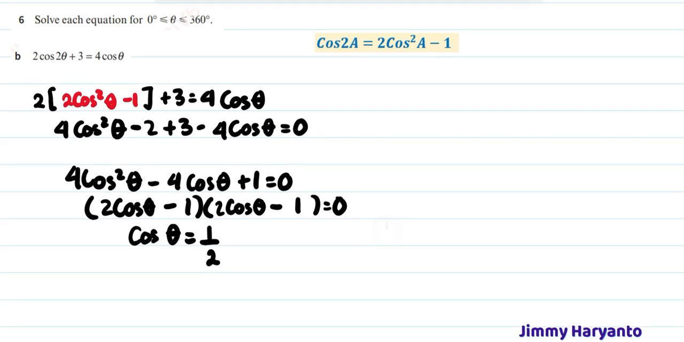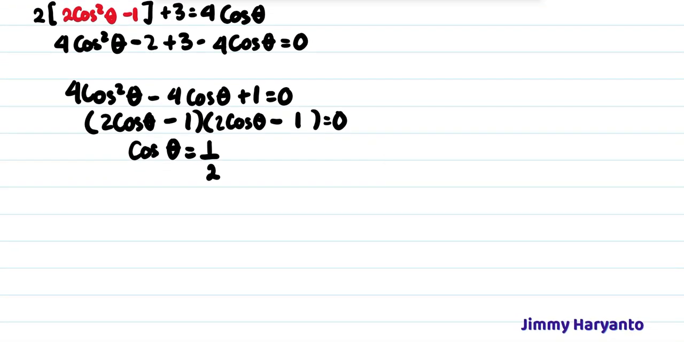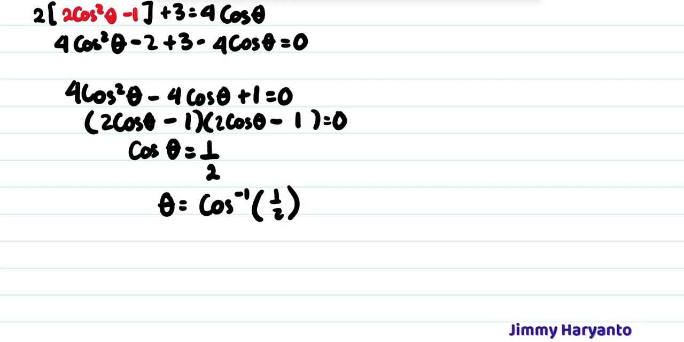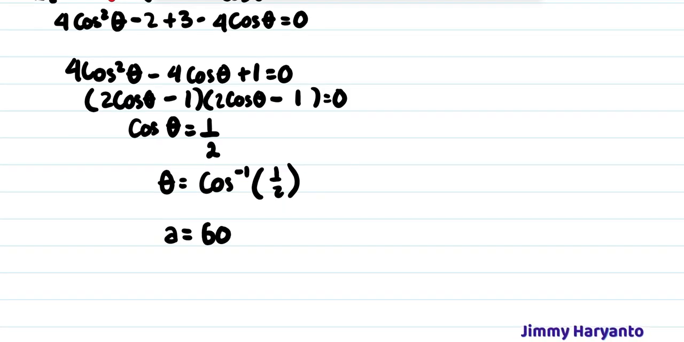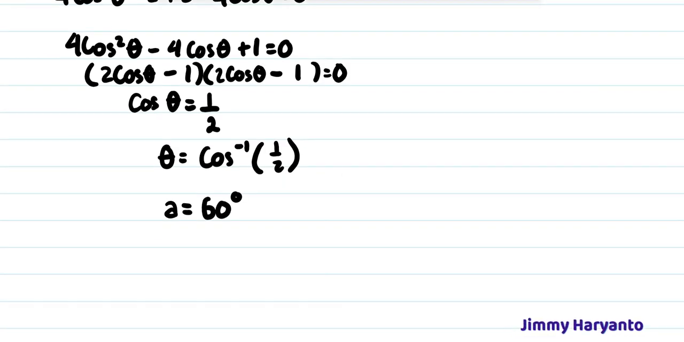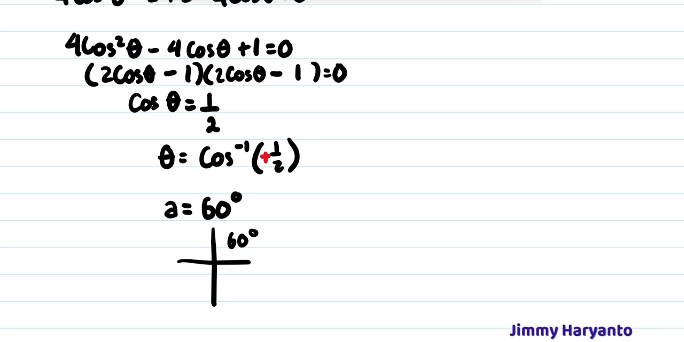And then next, the question wants you to solve, so we have to continue. So the theta will become cos to the power of negative 1 of half, or cos inverse. And then we will find the basic angle. The basic angle for this one is 60 degrees, and then we'll use the quadrant. The value of the cos is positive, that means the first quadrant and also the fourth quadrant. The fourth quadrant will be 360 minus 60 equals 300 degrees.